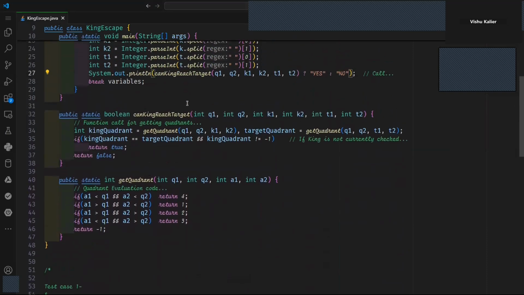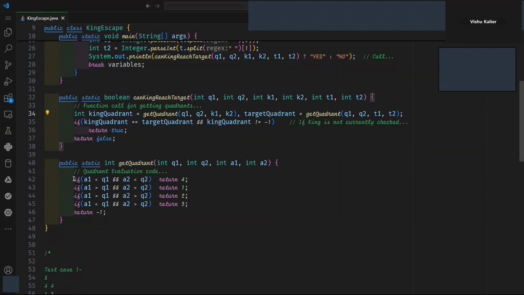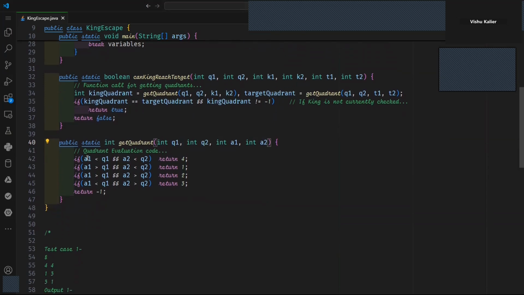Now coming to this particular function, I am passing all these 6 coordinates, right? I'm saying get the quadrant of king, get the quadrant of target, right? Now what I'm doing, I'm just using an if else. If a1 and a2, whether it be king or target, I don't matter, because queen is the center point on which the quadrants are split, right? Because queen would be attacking vertically and horizontally, so queen is the center point on which the chessboard is split into quadrants.